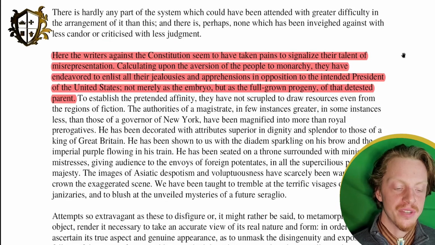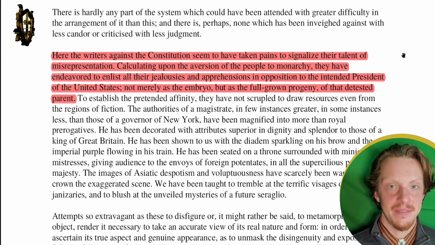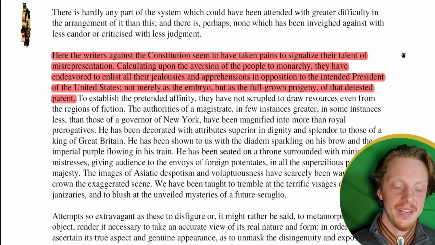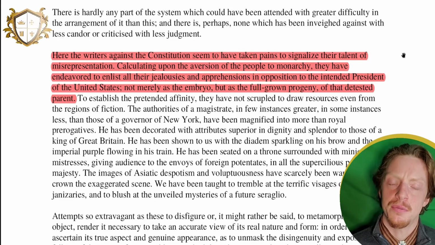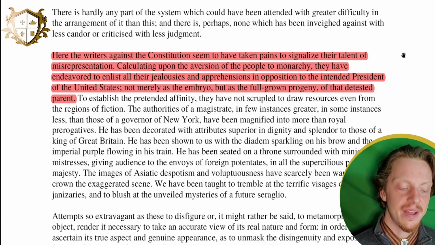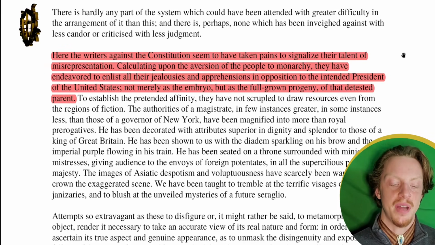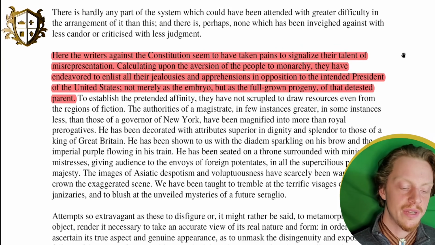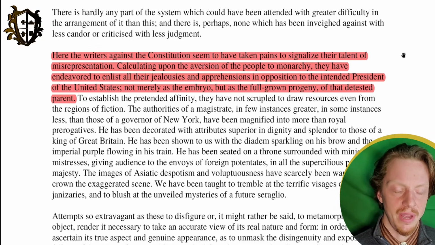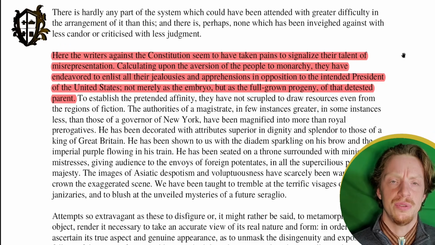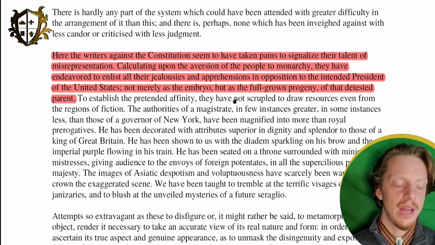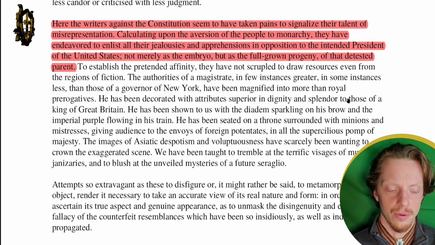He says, here the writers against the Constitution, so he's referring to the Anti-Federalist Papers, which we're also going to go over. Here the writers against the Constitution seem to have taken pains to signalize their talent of misrepresentation. Calculating upon the aversion of the people to monarchy, they have endeavored to enlist all their jealousies and apprehensions in opposition to the intended President of the United States, not merely as the embryo, but as the full-grown progeny of that detested parent. So foolish it is, as an Anti-Federalist, to think the President would ever be viewed as a king, would ever be viewed in this supreme authority.